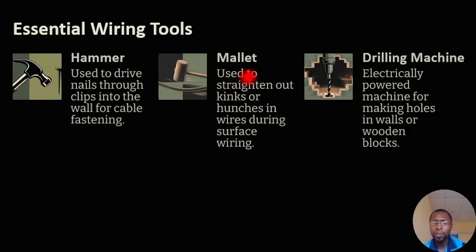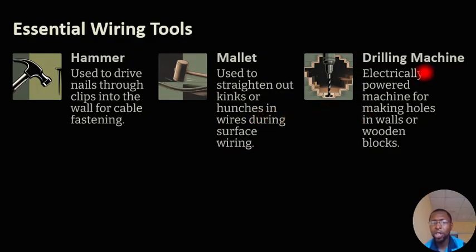And we have the mallet. This is the picture of a mallet, and it looks almost like the hammer. Usually we use this to straighten out kinks or bunches in wire during surface wiring. It's not as hard as the hammer. So when you want to do a little driving and apply a little pressure, you make use of the mallet, in order to avoid breaking whatever you are driving in.